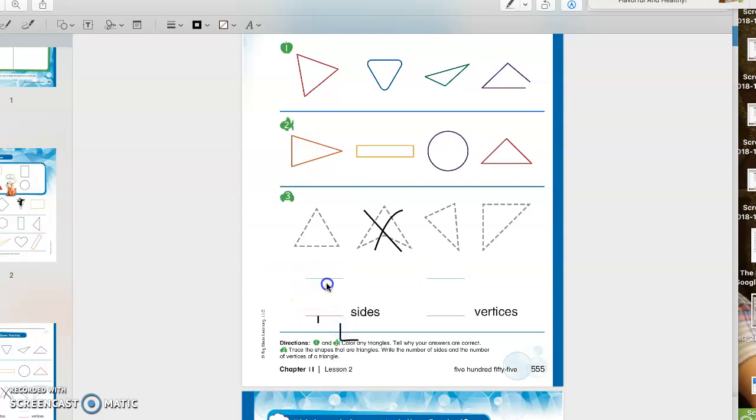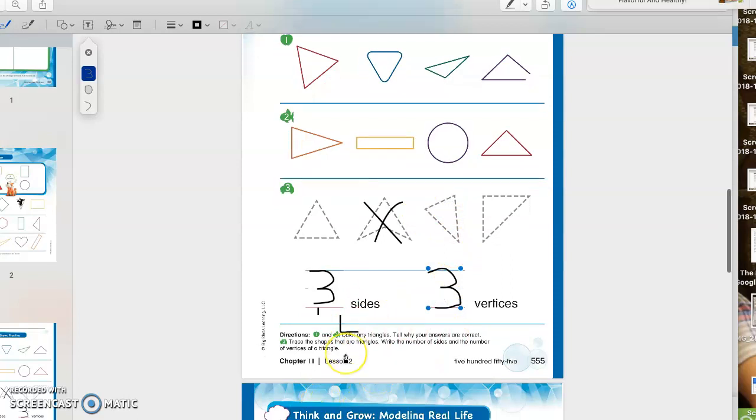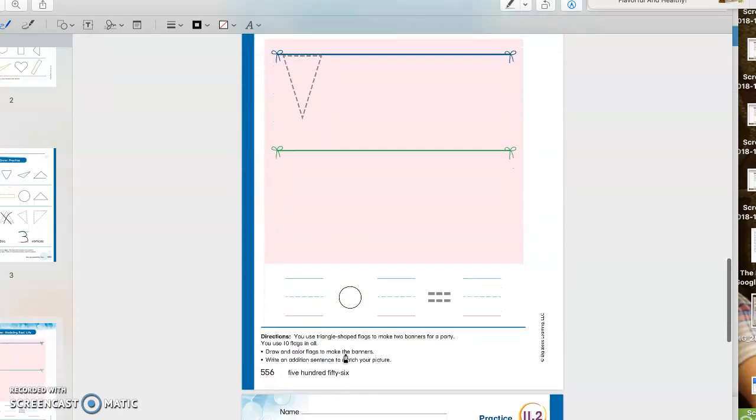Now, a triangle has 3 sides. 1, 2, 3. And how many vertices? 3. 1, 2, 3. Good. Now on the last page, you're going to use triangle-shaped flags to make 2 banners for a party.